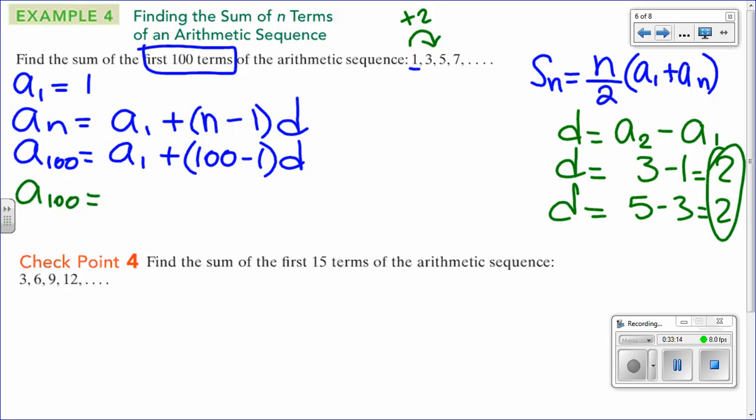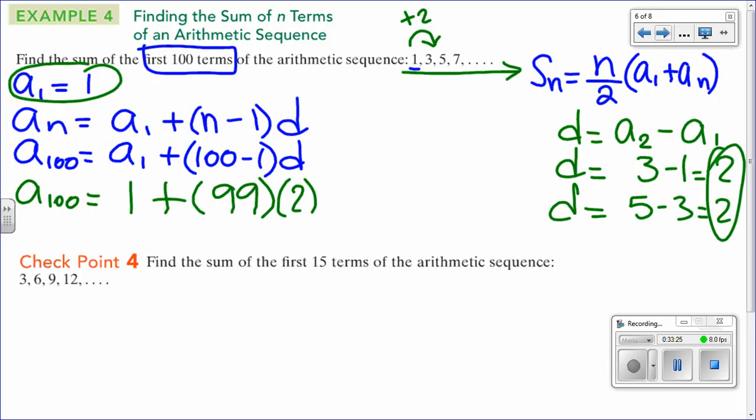A sub 1 is given to us. Right here is positive 1. Right here we need 99. And the common difference was a positive 2 because you notice the sequence is increasing, right? So it makes sense that the difference is positive. Okay, so here is 1 plus 198. So that will be 199. So that is the 100th term.